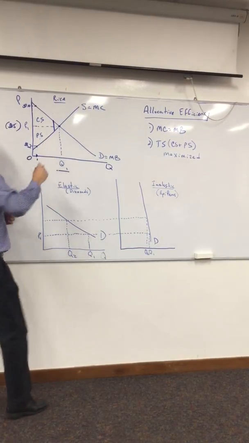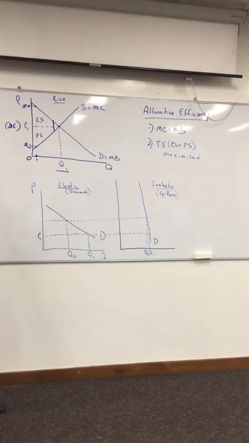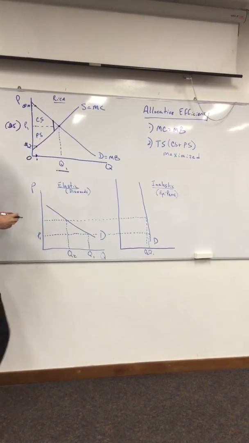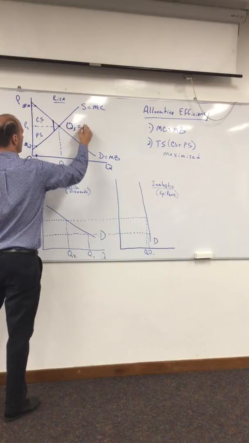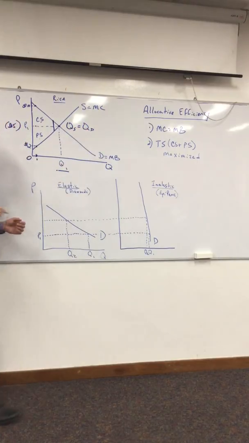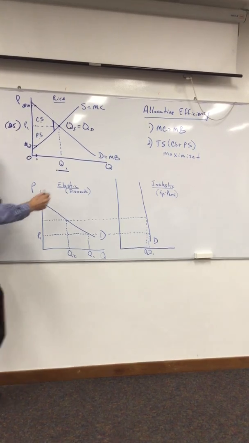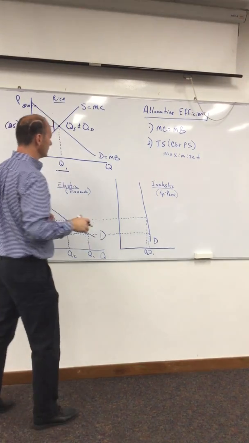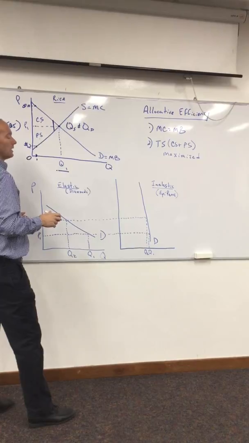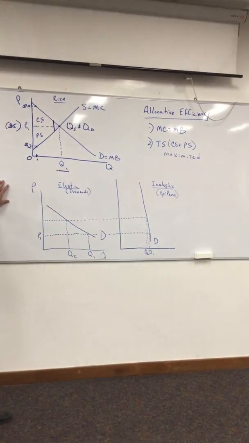One other thing, just as a test-taking thing, if I ask you to define what I mean by equilibrium, you can say that equilibrium occurs at the point where quantity supplied equals quantity demanded. Okay? If we have a disequilibrium, quantity supplied will not equal quantity demanded. It would be either greater than or less than quantity demanded. Okay, so that's allocative efficiency and equilibrium.